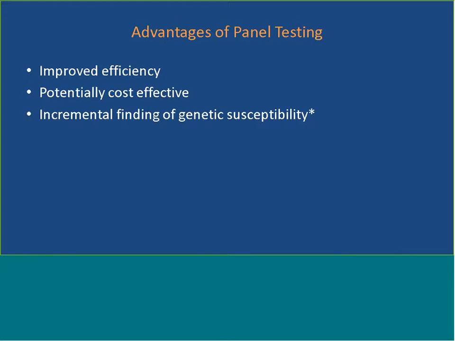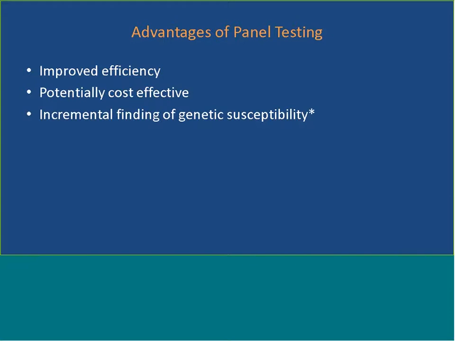So what are the advantages of these panel tests? Well, certainly they improve efficiency, which I'll point out. They may be cost-effective, and potentially incremental findings of genetic susceptibility have been identified. I put a star to it because I think this is one of the advantages and one of the potential challenges. So certainly improved efficiency. In many families, you have personal and family history that's suggestive of multiple syndromes. In this case, when you need to test for the breast cancer genes and the colon cancer genes, certainly a multi-gene test makes sense.